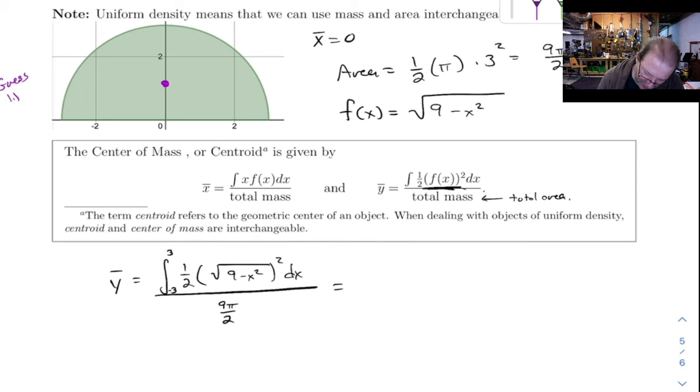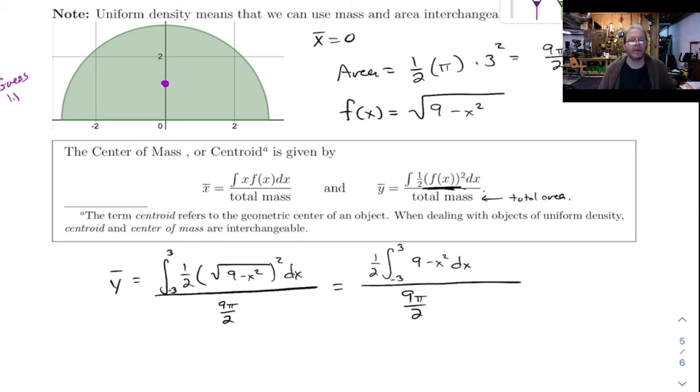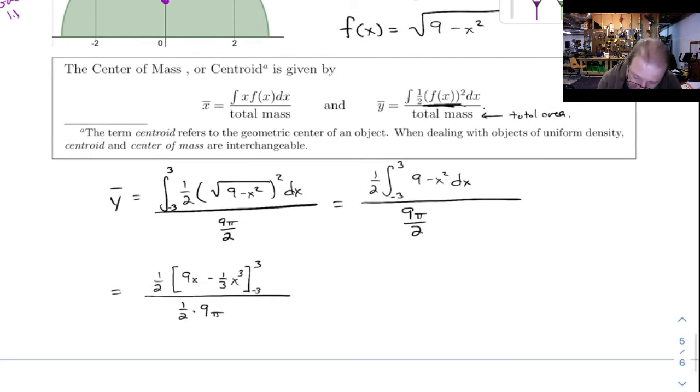All right, so let's integrate this. Actually, before we integrate it, on the bottom we've got 9 pi over 2. On top we've got negative 3 to 3, and we've got the 1/2 I'll bring out front. And we've got the square root of that stuff squared, so that's just 9 minus x squared dx. And now let's integrate. Up top I've got 1/2. I'm going to integrate this to get 9x minus 1/3 x cubed from negative 3 to 3. And I'm dividing that by 1/2 times 9 pi. Now I'm writing it out like that because I want to just cancel these halves. So on the bottom I've got 9 pi.